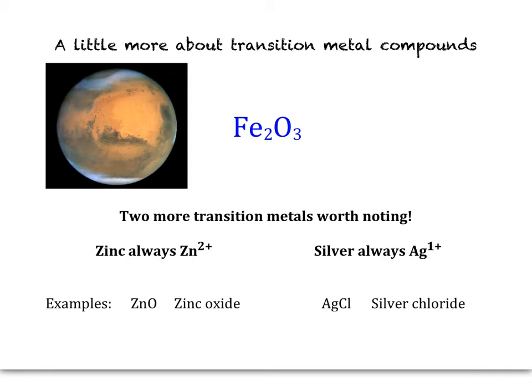Two other transition metal ions, zinc and silver, are worth mentioning here. Zinc only forms the Zn2+ ion, and silver only the Ag1+ ion. ZnO, for example, is just zinc oxide. As there is only the Zn2+ ion formed, there is no need to say zinc 2 oxide. For the same reason, AgCl is just silver chloride.